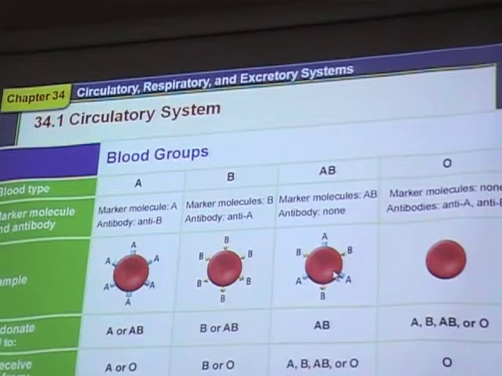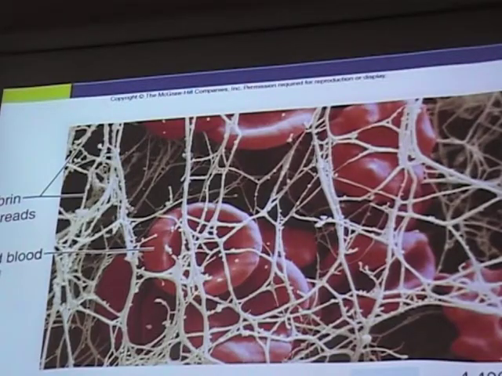Mr. Weller, if you had type A and you needed more blood, you'd get it from type O? You could get it from type O or type A. On the bottom it says can receive blood from. Yeah, can receive blood. Does that make sense?